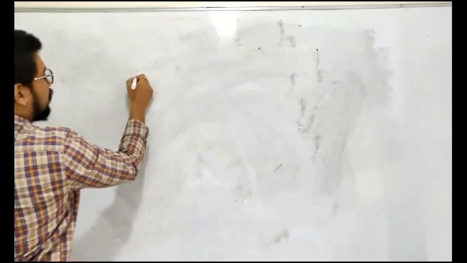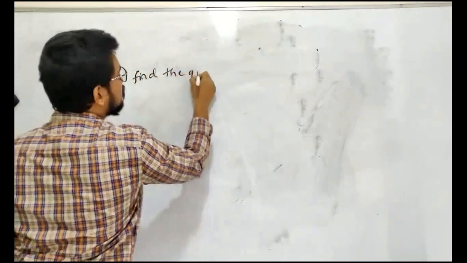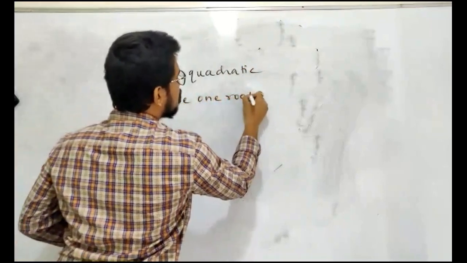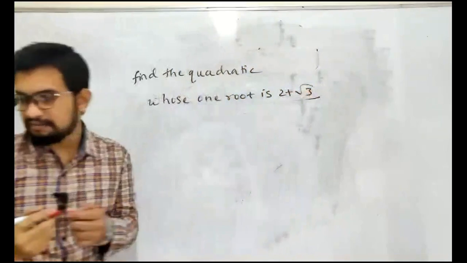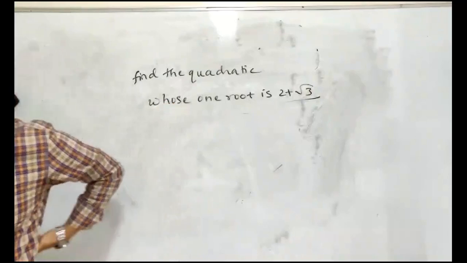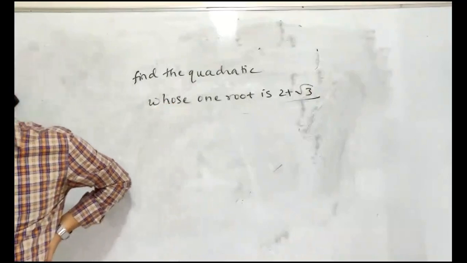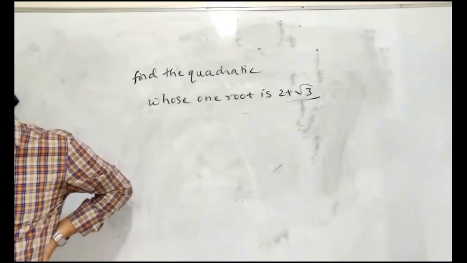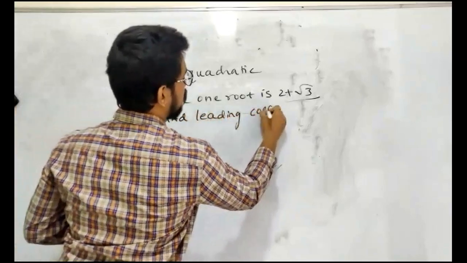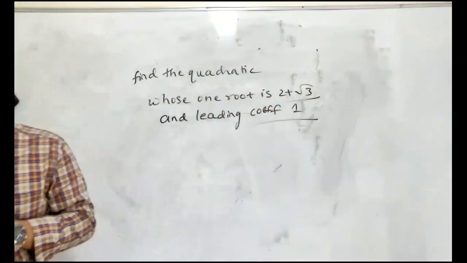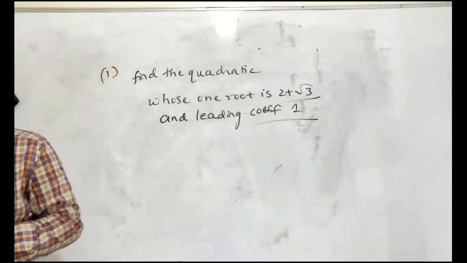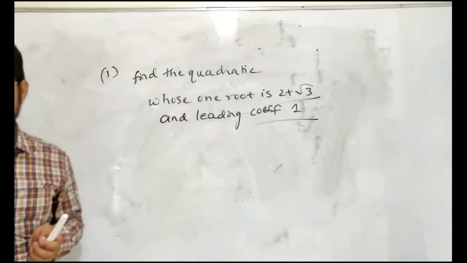Now, the first question is this: find a quadratic whose one root is 2 plus root 3 and whose leading coefficient is 1. Make it fast. Time is half a minute.